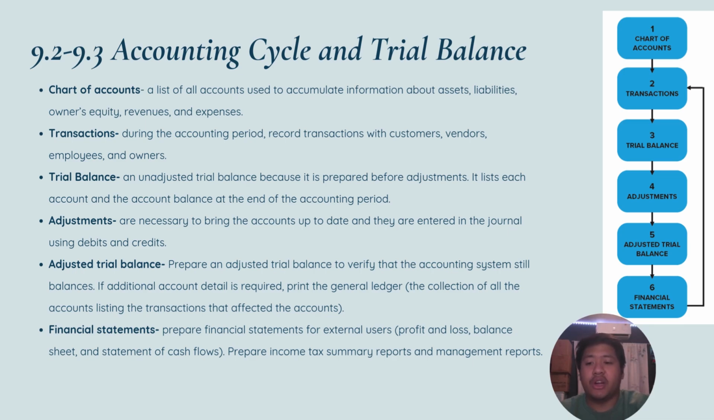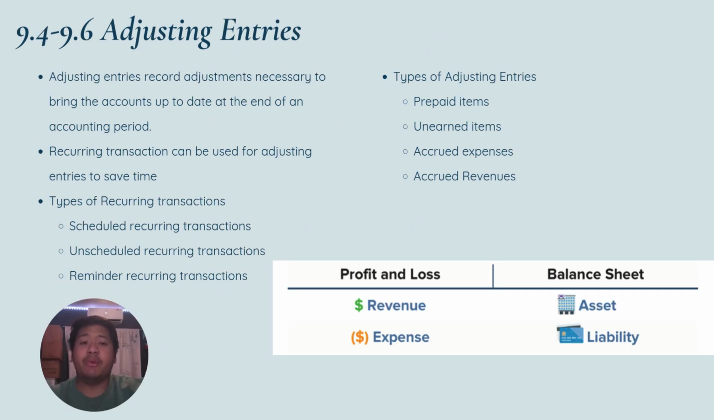And moving on to the trial balance, in QuickBooks Online, creating a trial balance is simple. You simply just have to go to the Reports tab, select Standard, and in the For My Accountant section, you would select the trial balance, and then you have to export it as a PDF or an Excel, whichever you need. Moving on to 9.4 to 9.6, which talk about adjusting entries.